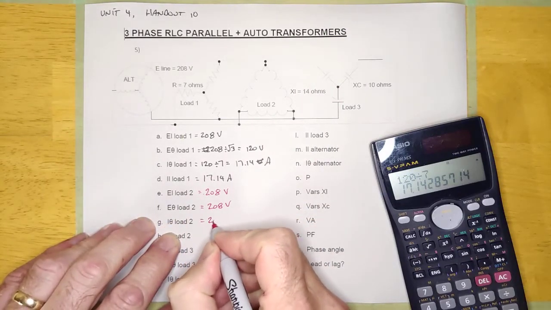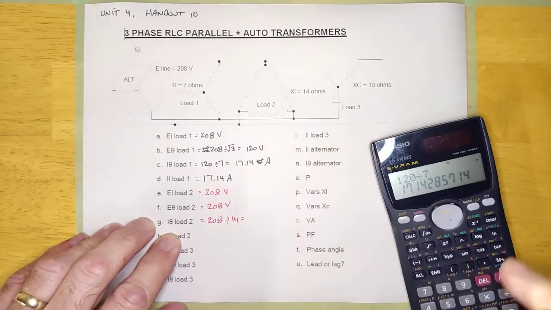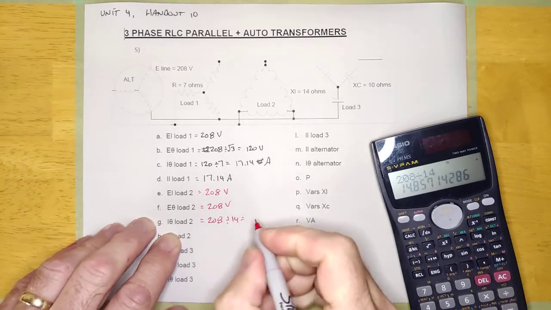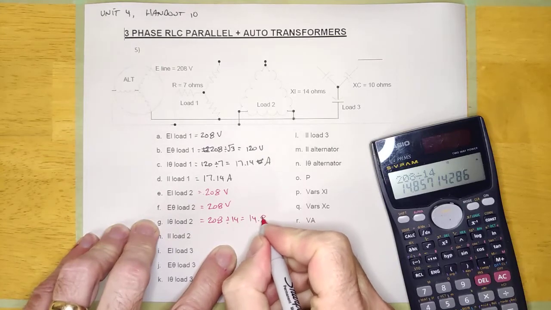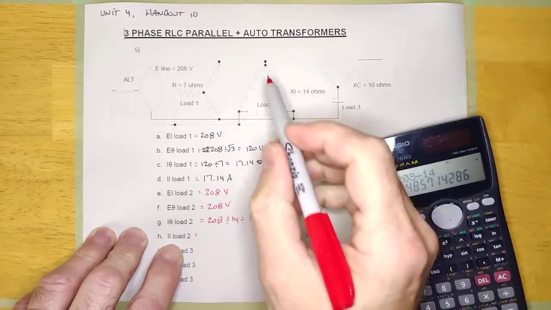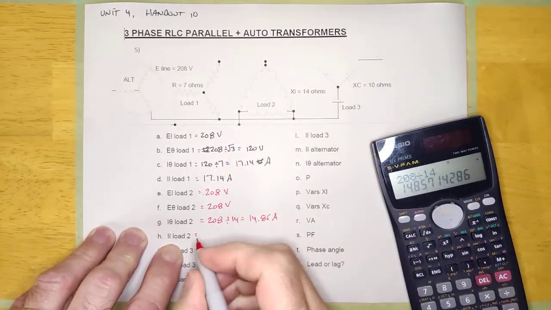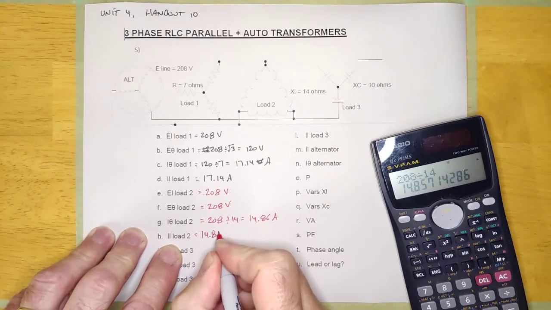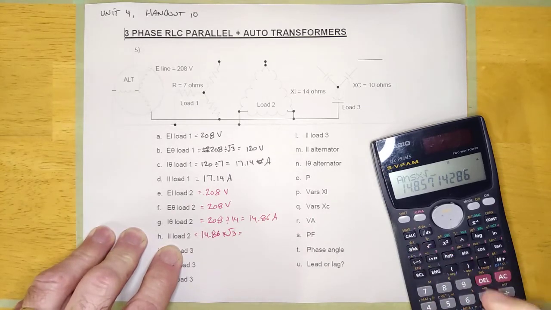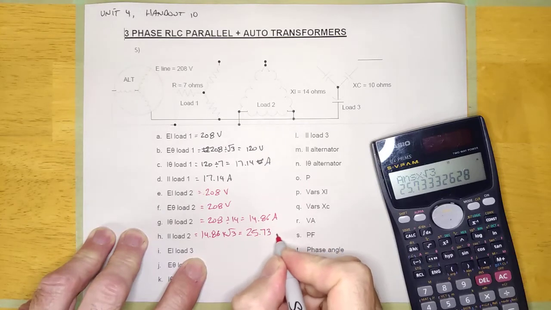I phase load 2 looks like 208 divided by 14. Let's calculate that. 208 divided by 14 is 14.86 amps. Okay. And then I line load 2. That little line right there is going to feed those two, so it's going to be 14.86 times root 3, which is 25.73 amps.